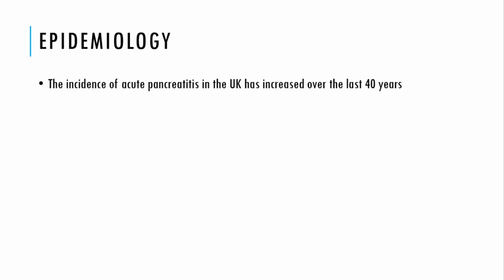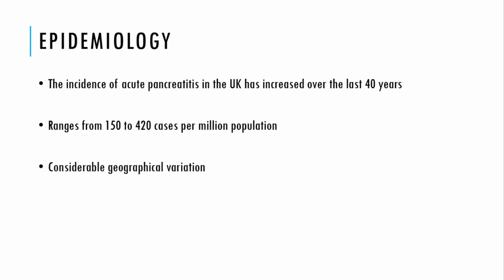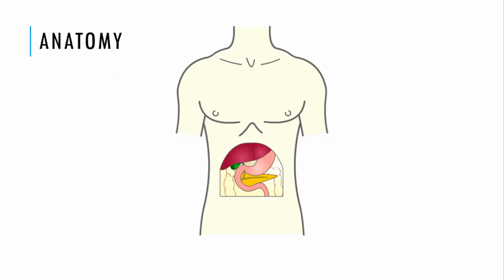The incidence of acute pancreatitis in the United Kingdom has increased over the last 40 years. It ranges from 150 to 420 cases per million population. It has a considerable geographical variation. It is, however, a very common cause of acute abdomen requiring hospital admission.